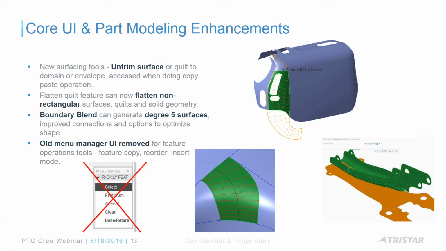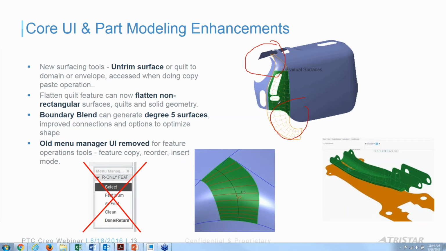Some other enhancements, like trim the surface. When you do a copy paste, you can copy paste this surface and then trim it as you want. It's very useful to easily understand and manipulate imported surface references. Also, the flatten quilt. Now you can flatten non-rectangular quilt or solid geometry. It used to be only rectangular, so you can have much more complicated shapes to flatten.